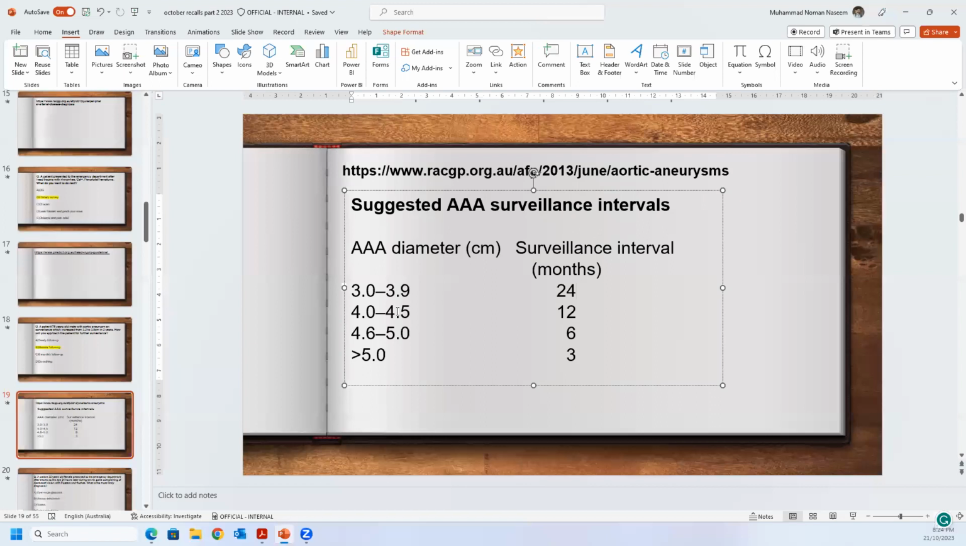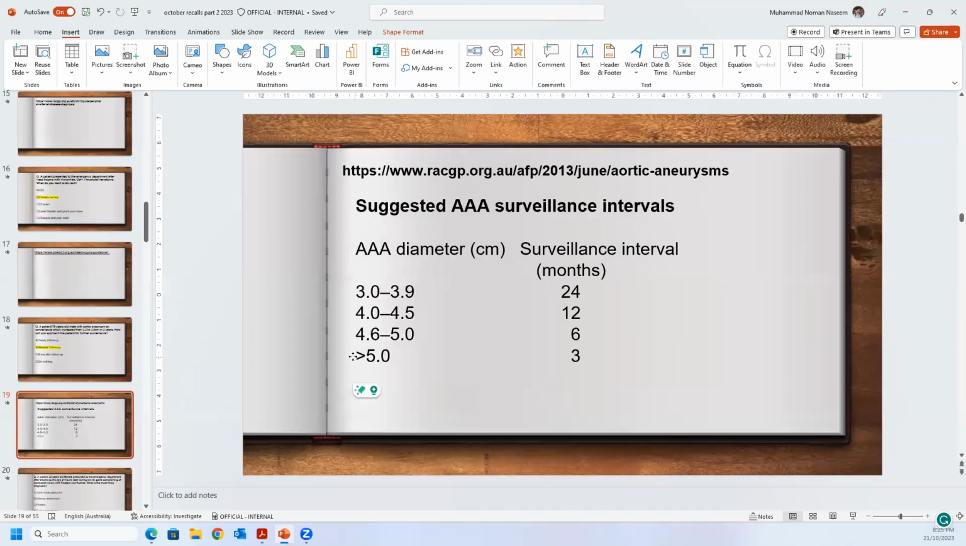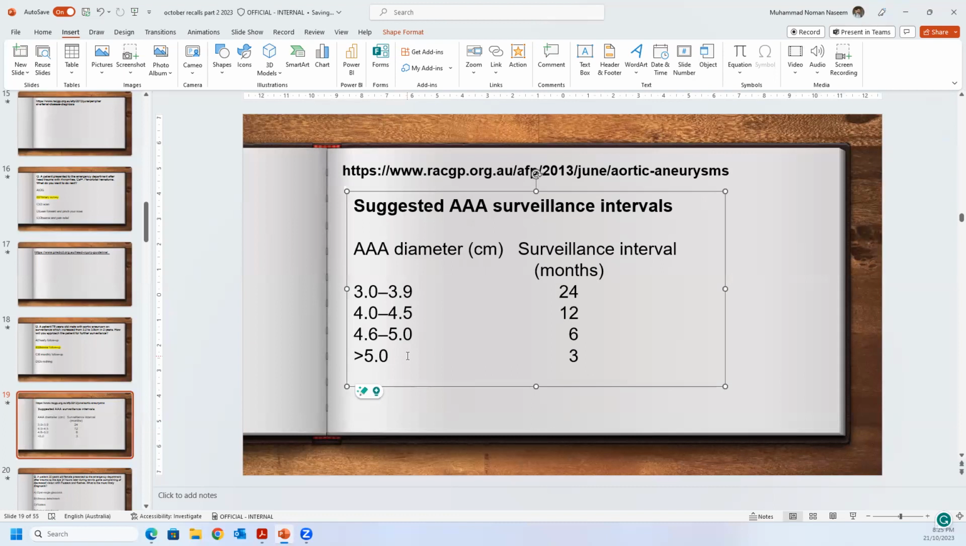If it is from 4 to 4.5, then you're moving on to yearly. If it is 4.6 to 5, you're moving on to 6 monthly. If it is more than 5, you need to do 3 monthly. But if it is more than 5 in males, you need to do intervention. If it is more than 5 in females, you continue to do surveillance. Clear, guys? This is already present in your JM as well as RACGP.